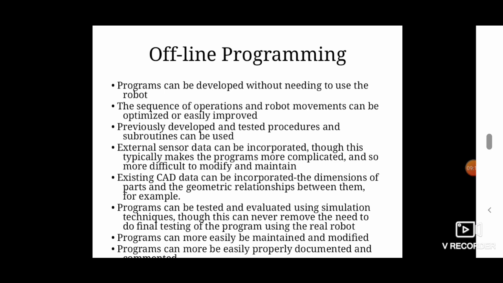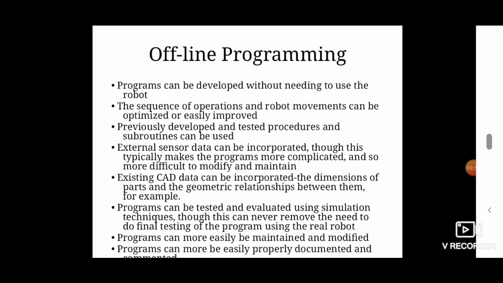Offline programming. The program can be developed without needing to use the robot. The sequence of operations and robot movements can be optimized and easily improved. Previously developed and tested procedures and subroutines can be used. External sensor data can be incorporated through this programming method. Existing CAD data can also be incorporated, with the dimensions of the part and the geometric relationships between them.